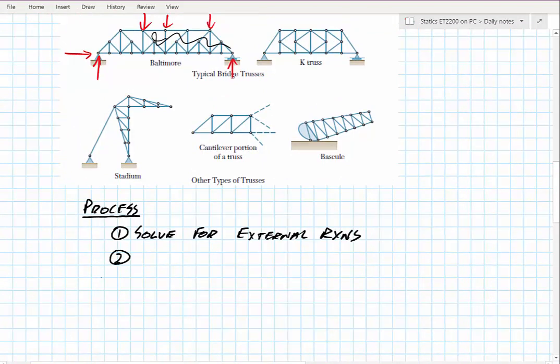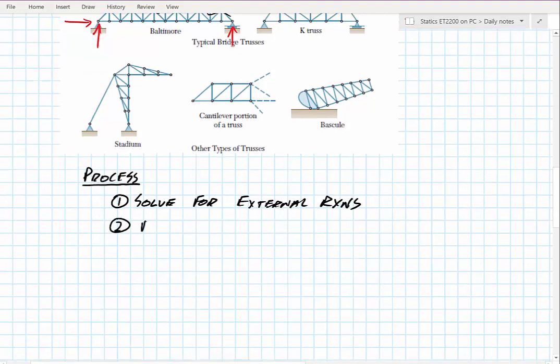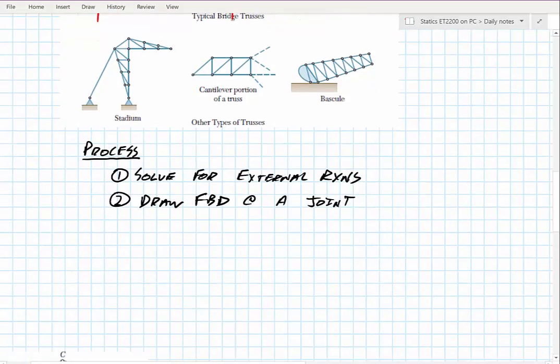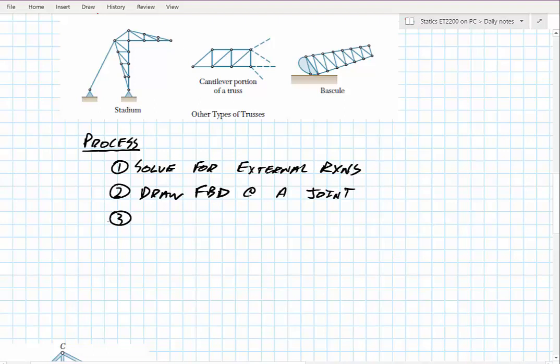We've done that before. Second step, you're going to pick a joint. Usually you're going to pick a joint right at one of those connections, and you're going to draw a free body diagram at that joint. There's no real particular rhyme or reason on which side you'd start on, but typically you'd start on one end. Why would you start in the middle? After you pick this joint, you're going to solve for the forces along the members at that joint.